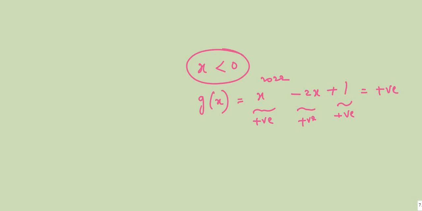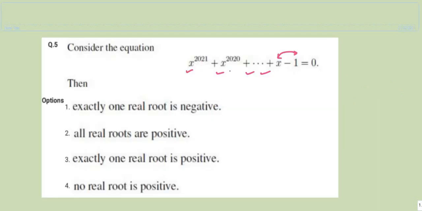That's it. So the final conclusion of this problem is that the polynomial f of x equal to 0 has exactly one real root, which is positive. So only option 3 is correct. That's it.